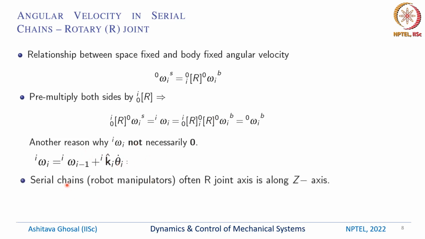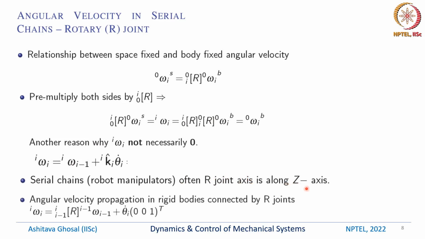Okay, so in a serial chain, as I mentioned on the last slide, the rotary joint axis is typically along the Z axis, and hence ⁱω_i can be written as ⁱ⁻¹R_i^T · ⁱ⁻¹ω_{i-1} + θ dot multiplied by [0, 0, 1]. So what is the nice feature of this formula? We can start with, let's say, i equals 1.